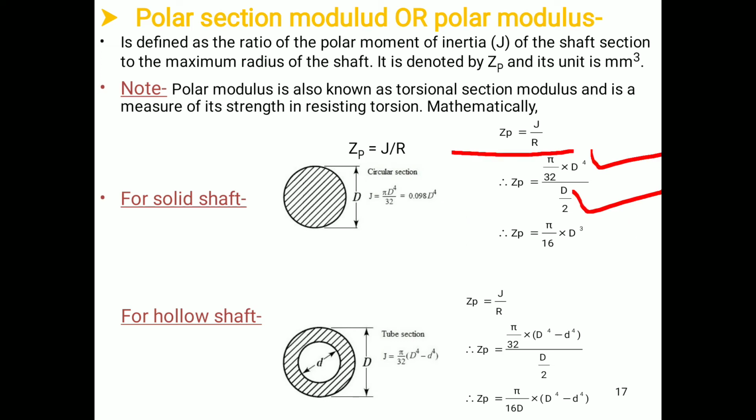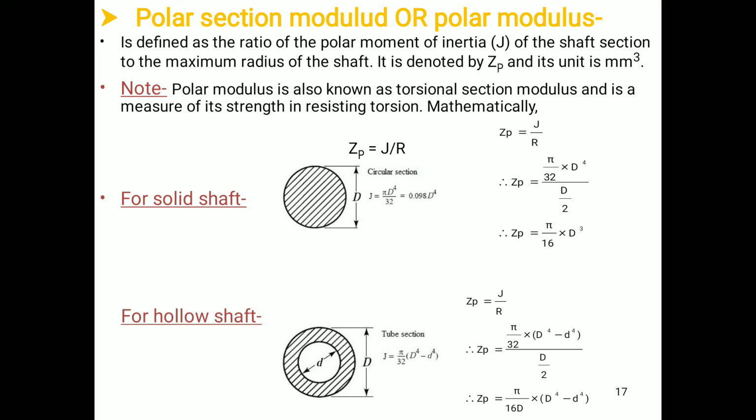We are going to find out the value of polar section modulus for the hollow shaft. Again, the formula is the same, Zp is equal to J upon R. Only the value of J for the hollow shaft we have to consider. So it is pi by 32 into bracket capital D raised to 4 minus small d raised to 4, whole upon capital D by 2. On solving this equation, we have polar section modulus for the hollow shaft, Zp is equal to pi by 16D into capital D raised to 4 minus small d raised to 4.